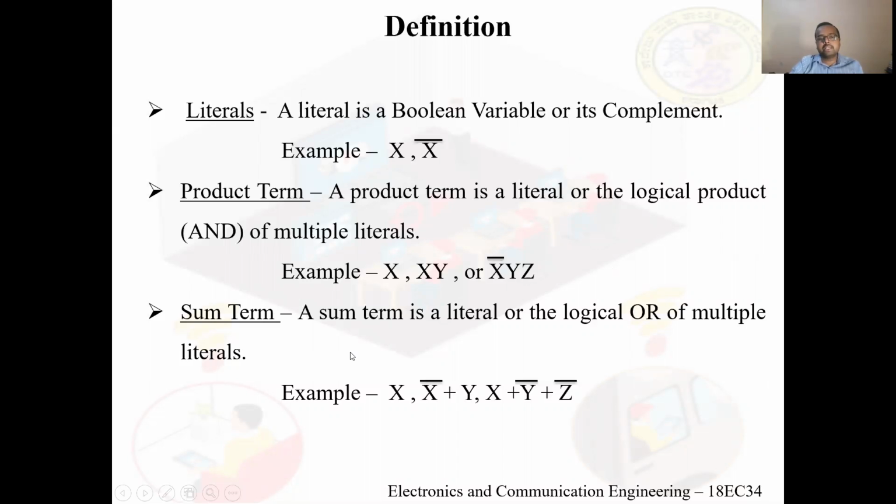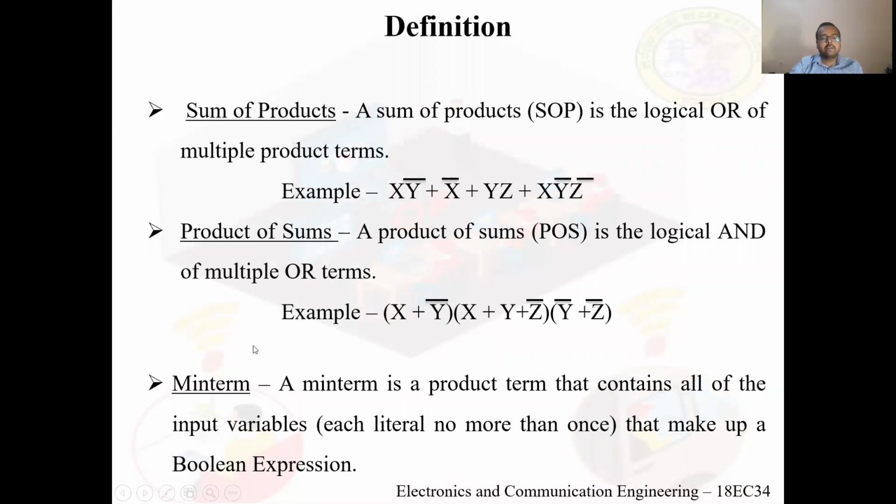Sum term is what? A sum term is a literal or the logical OR of multiple literals. When I say sum, it is an OR term. So what is an example for this? x, x bar or y, x or y bar or z bar are examples for sum terms.